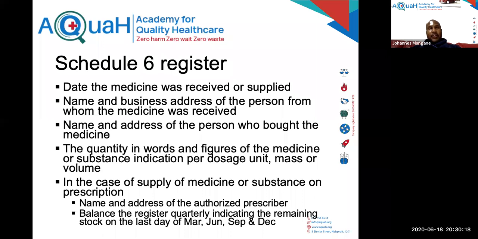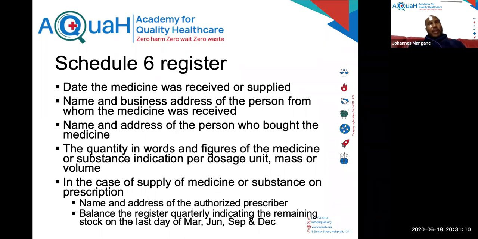And on a quarterly basis, the register needs to be balanced. So in March, June, September, and December, you need to sit down, and you can't do this alone. You need to always do it in duplicate. That means you'll need to find another person to confirm the quantity that you are balancing and the actual number of tablets that you have counted. So if your register says 100, there must be a second person who confirms that you actually have 100 tablets in your cupboard of Schedule 6 medicines. That needs to be done on a quarterly basis, 4 times a year.